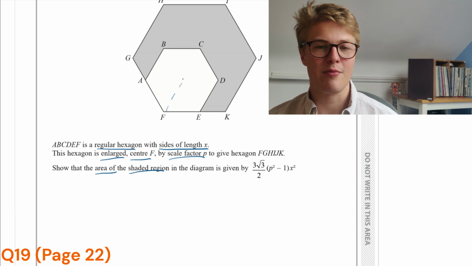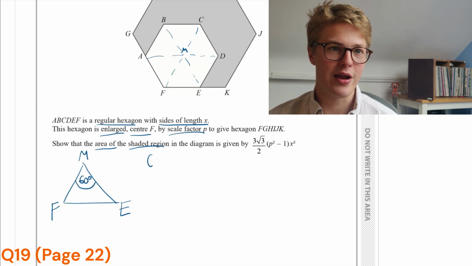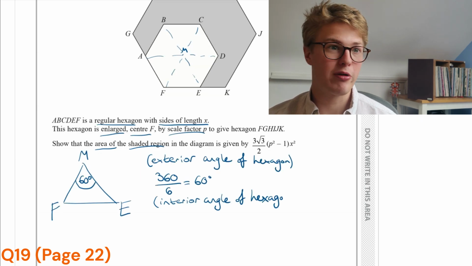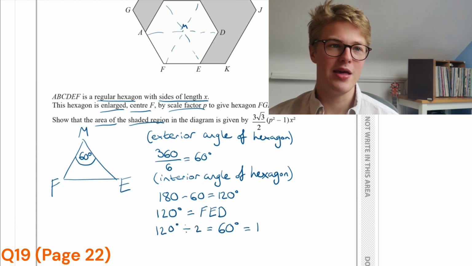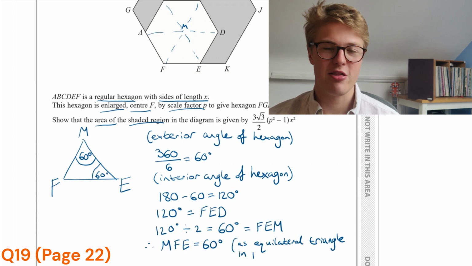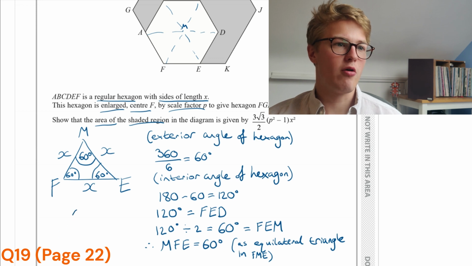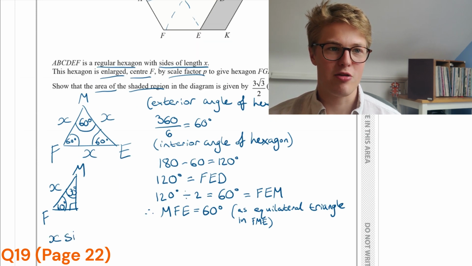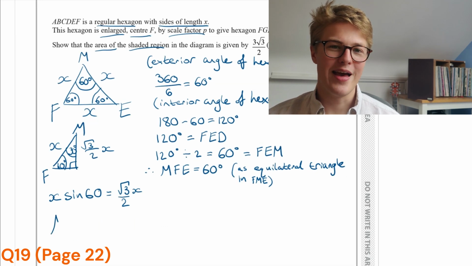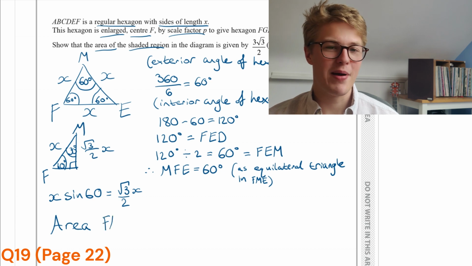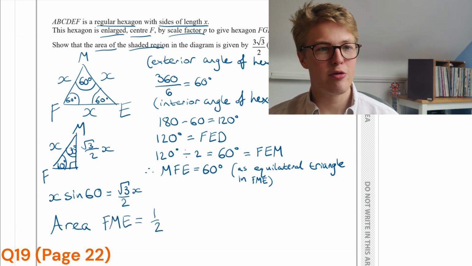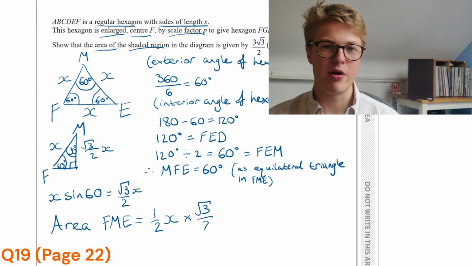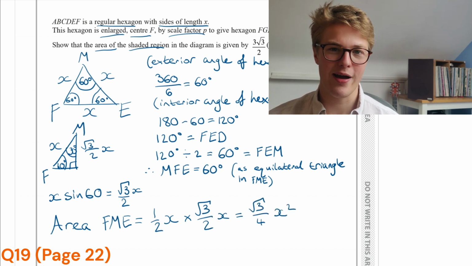So the first thing I did is I proved that equilateral triangles lie within a hexagon. You don't actually get a mark for this, so I'm not going to explain it in detail, but we get FME, where all of the angles are 60 degrees and each side has length x. So we split this in half, and we know that x times sine 60 is going to be root 3 over 2x, because sine 60 is root 3 over 2. So to find the area of FME, we do a half base times height. The base is x, so we do a half x, and the height is root 3 over 2x, so it's a half x times root 3 over 2x, which is root 3 over 4x squared.